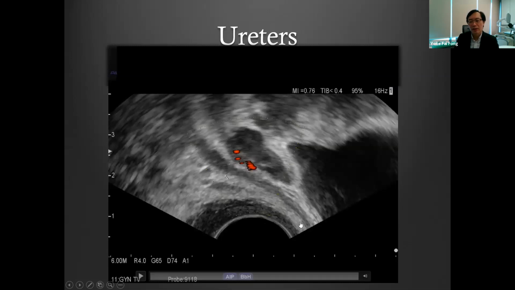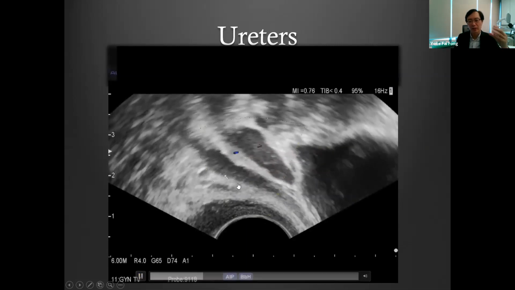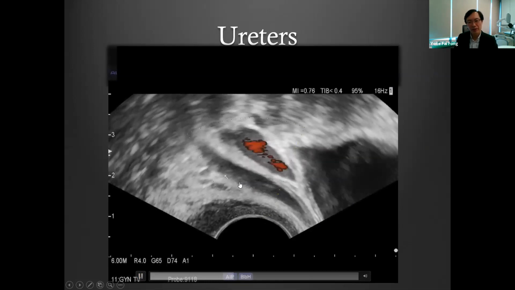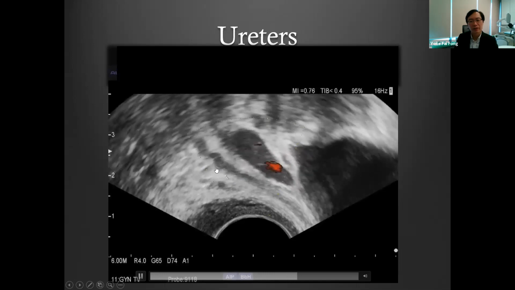This is now moving higher up already. I'm nearing the uterine artery junction. This is the uterine vein here. The bladder is here, and the ureteric orifice is way over here already. Again, the ureter is opening and closing, peristalsis. You can see the uterine vein over here.